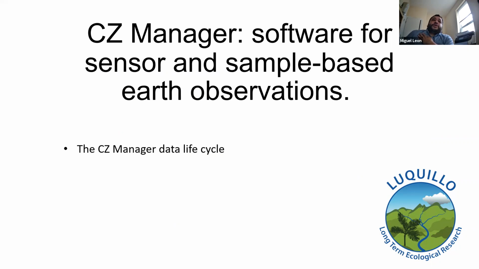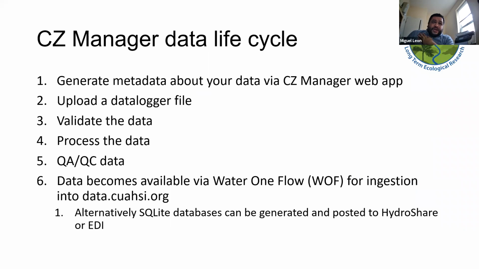Now we're going to proceed on to the data life cycle of data in CZ Manager. So the data life cycle is the following. You generate metadata about your data, and you can add it into the ODM2 database using the CZ Manager web front end. Those are just web forms. You can complete lots of metadata about your data.